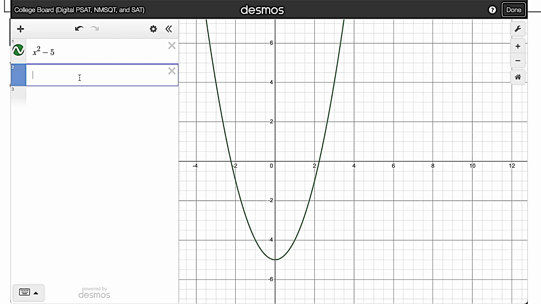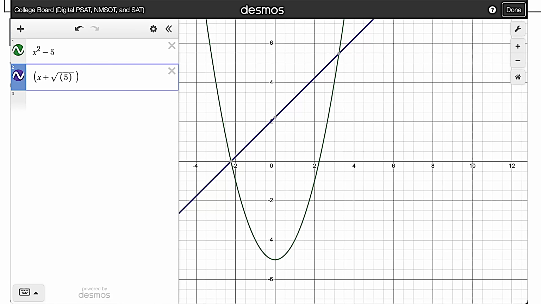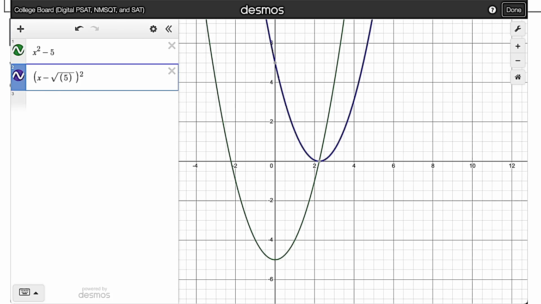So let's get that in. X plus the square root, then that whole thing was squared. And you can see that that is not the same graph. And then the other one was x minus, so we could just replace this. That's also not the same.